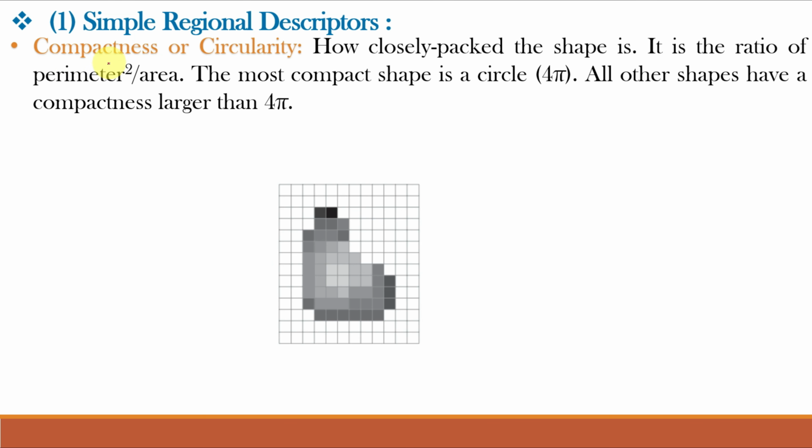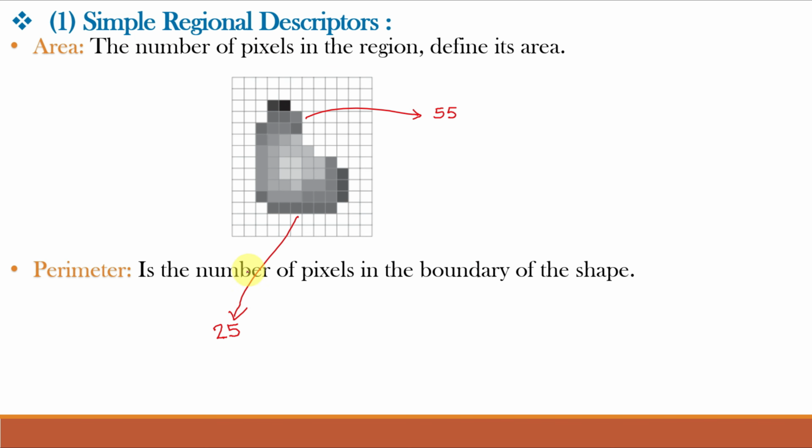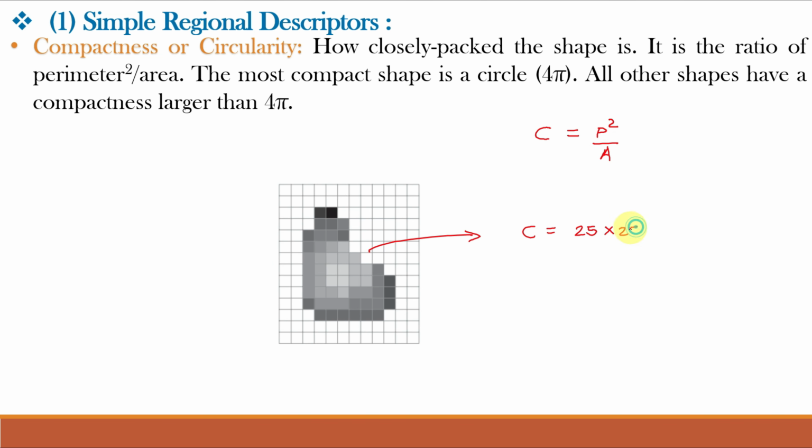The next is compactness, which is also known as circularity. It defines how closely packed the shape is. It is the ratio of perimeter square upon area, and the most compact shape is a circle, which is 4 pi. For the circle, the perimeter is 2 pi r. So perimeter square is (2 pi r) whole square upon area pi r square, which will give 4 pi. All other shapes have a compactness larger than 4 pi. So compactness is equal to perimeter square upon area. For this object, we know that the perimeter is 25. So 25 square upon area 55 is equal to 11.36.